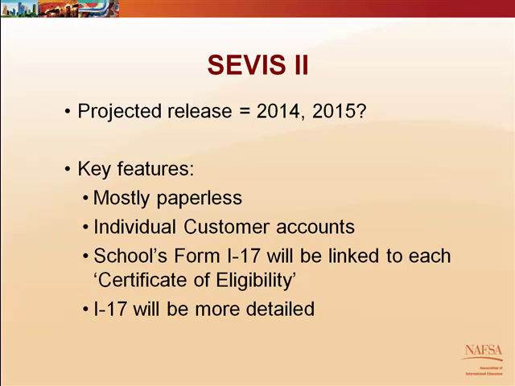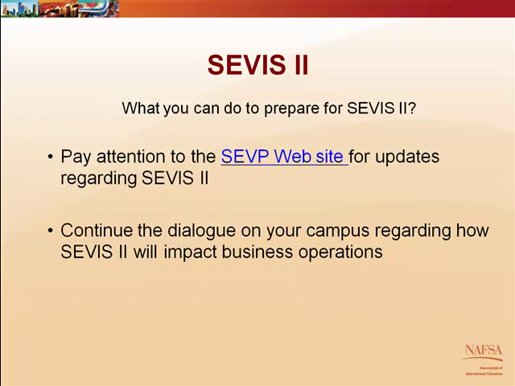The I-17 will also be much more detailed and will include not only courses of study, but degree levels and the academic calendars associated with each program of study. Right now, you can continue to prepare for SEVIS 2 by paying attention to the SEVP website for updates regarding SEVIS 2, including opportunities to provide feedback to SEVP. You can also continue the dialogue on your campus regarding the business impact of SEVIS 2. For example, how will the paperless environment and individual customer account system be communicated to students and other stakeholders, and how will those changes impact business processes?